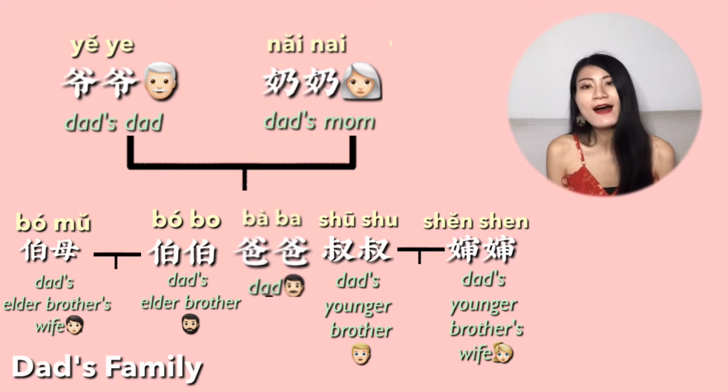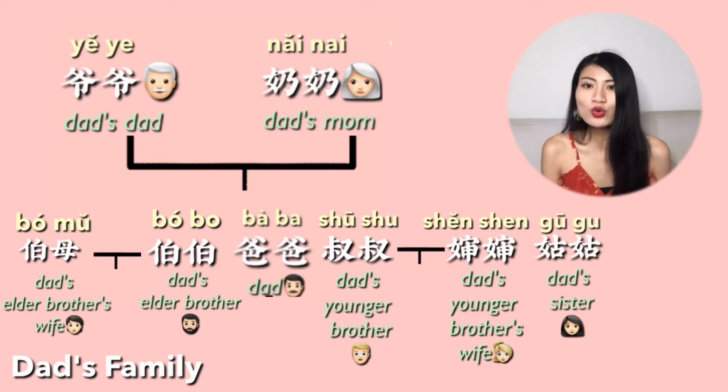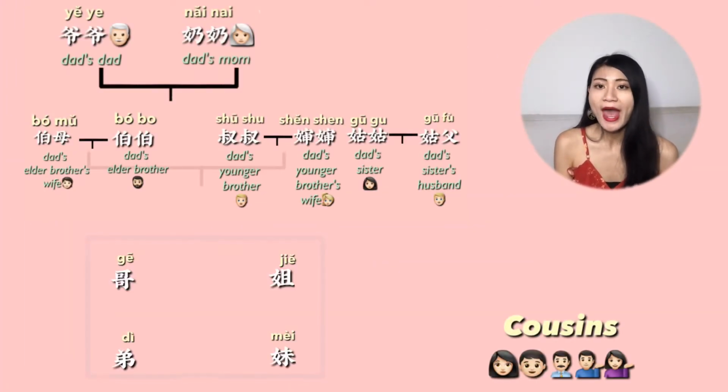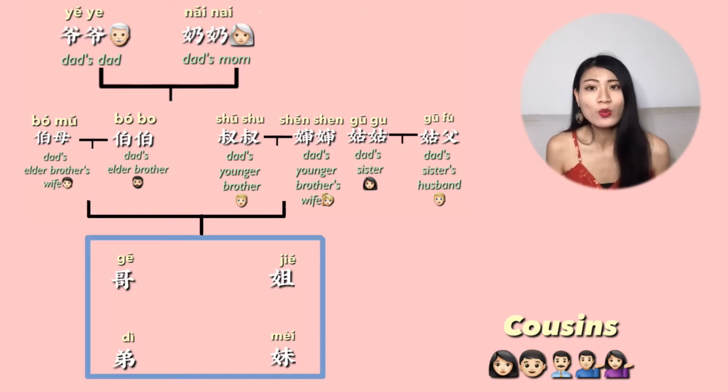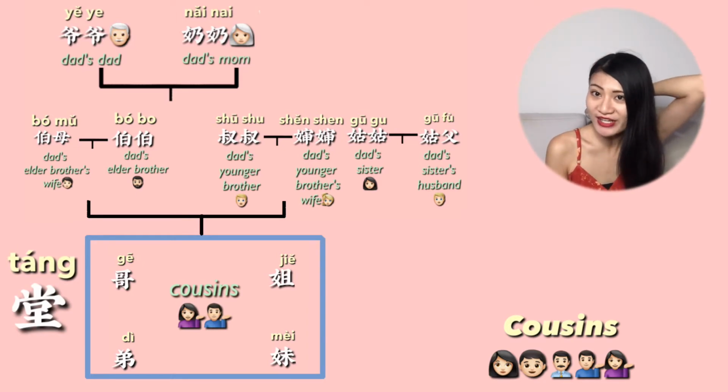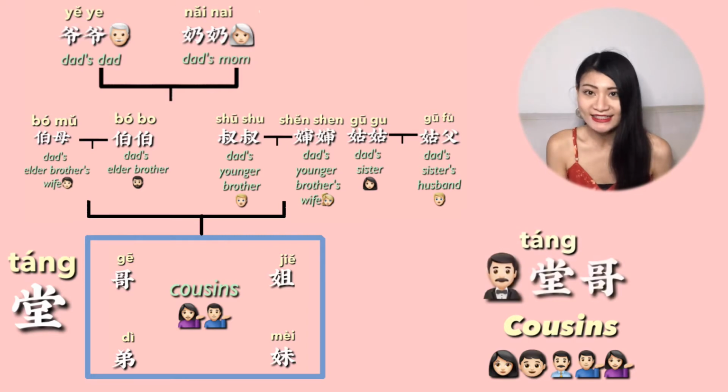And what if your dad has sisters? No matter if they're younger or elder, we will call them 姑姑, and their husband 姑父. And for 叔叔 and 伯伯's children, all of them we will add 堂. For example, if they have a son who is older than us, we will call him 堂哥. So all of them we just add 堂.